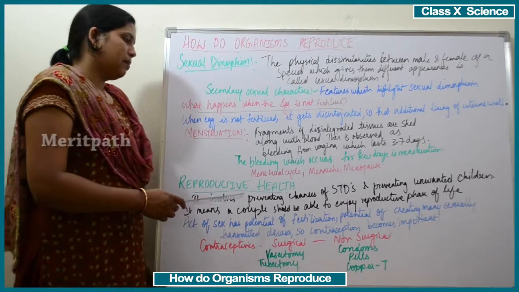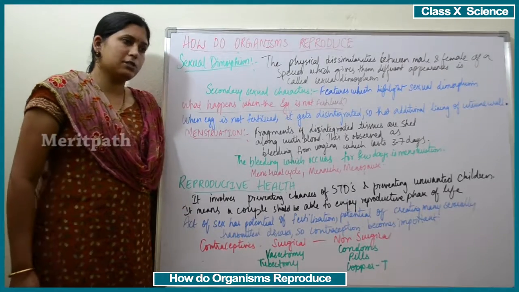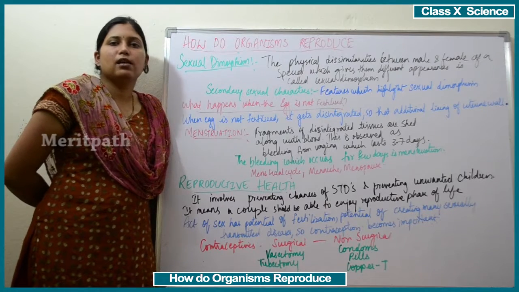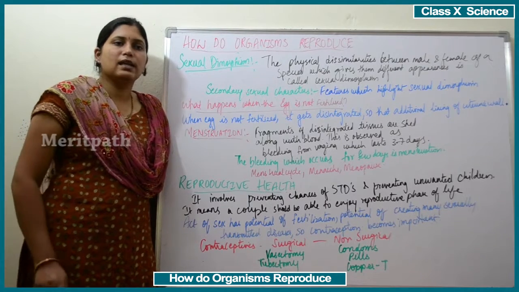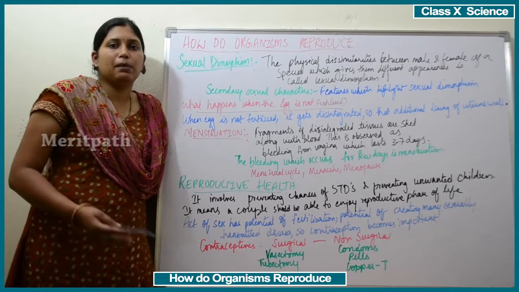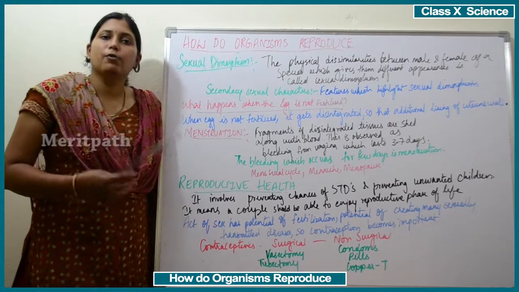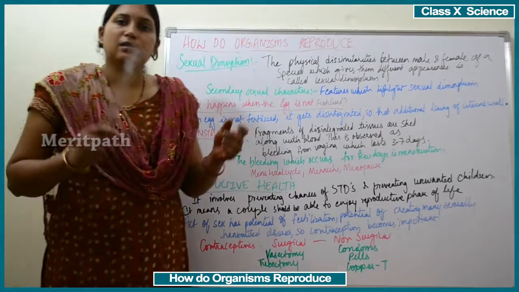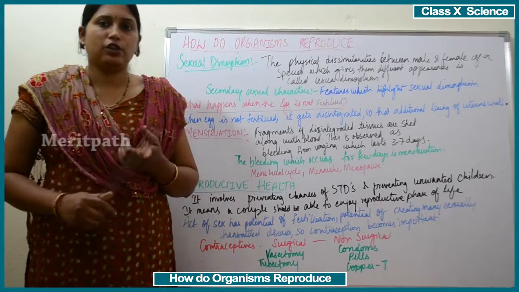And reproductive health involves preventing the chance of sexually transmitted diseases. So, reproductive health here means sexual intercourse. Sexual intercourse is a very intimate thing. The bodies come very near to each other. So, in this type of thing, there is much chance of acquiring infections, right?